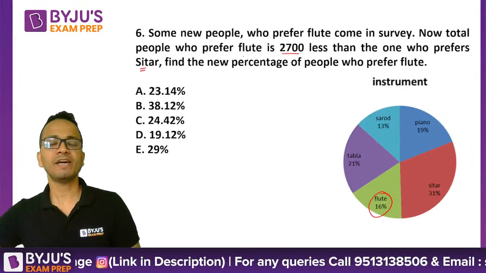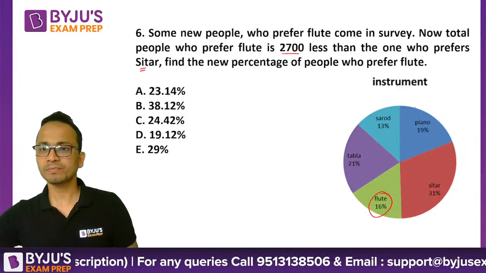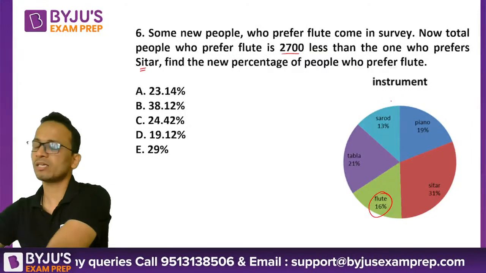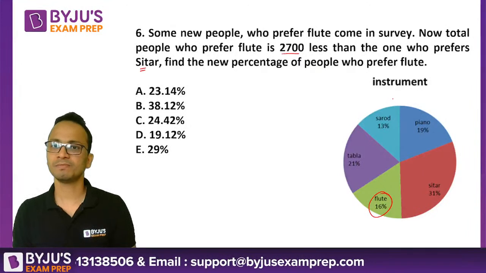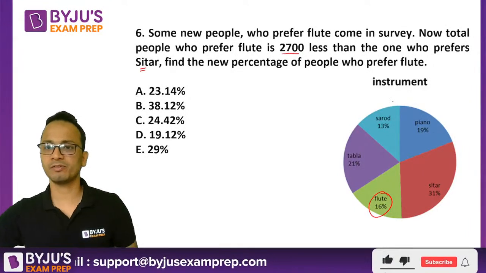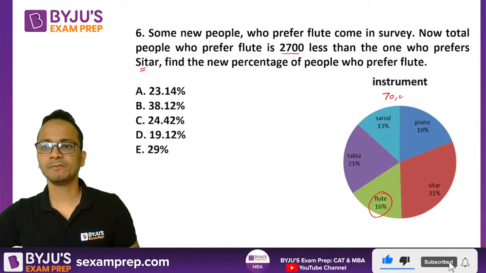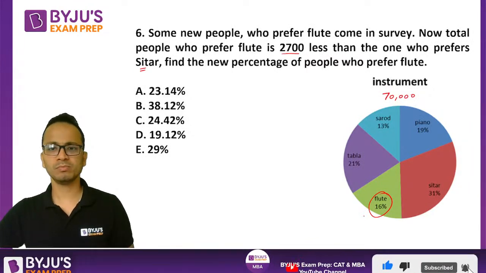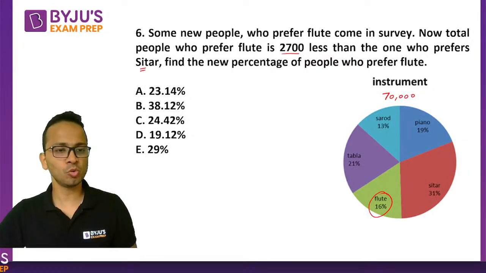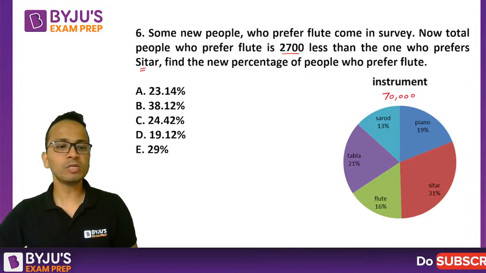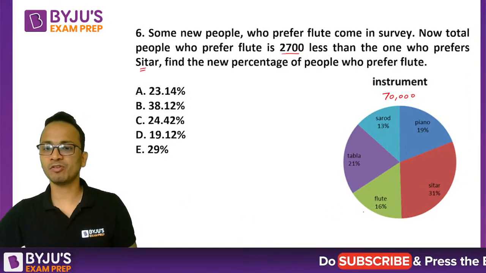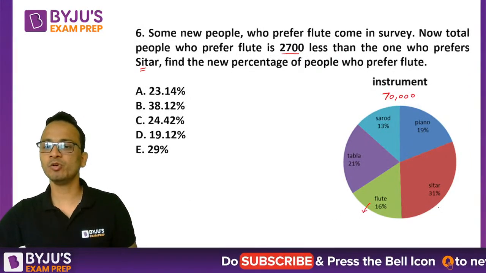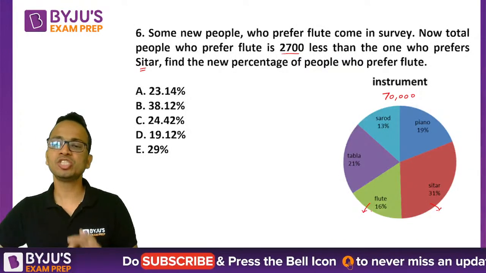Okay, fine. So let's do it one by one. Total number of people who are surveyed is 70,000. 70,000 people are surveyed. So यहाँ number लिख देते हैं. I'll help you in understanding this question slowly. ठीक है, अब flute and sitar, यहाँ पे number of people लिख लेते हैं. How many like flute, how many like sitar originally.